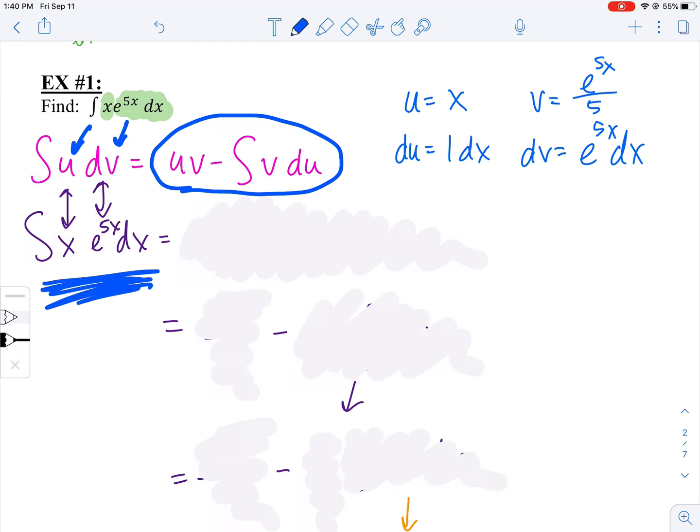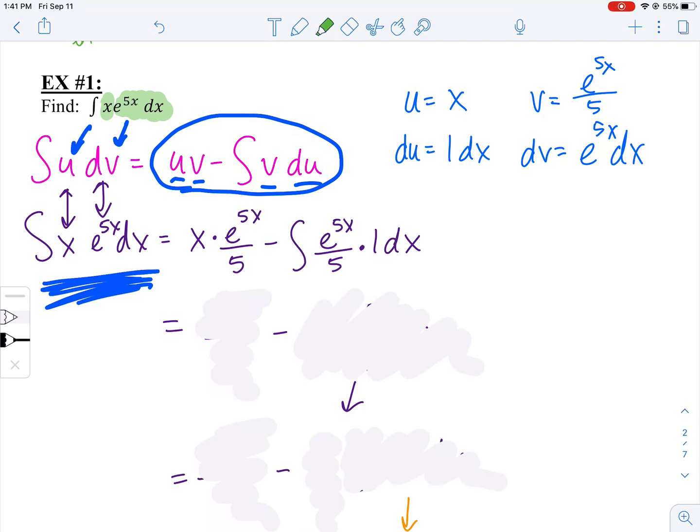So the integral of x e to the 5x dx is really the same thing as u times v minus the integral of v times du. So let's plug in those four pieces. My u was x, my v was e to the 5x over 5, minus the integral of v, which is e to the 5x over 5, times du, which is 1 dx. So I use my four pieces and plug them into the formula.